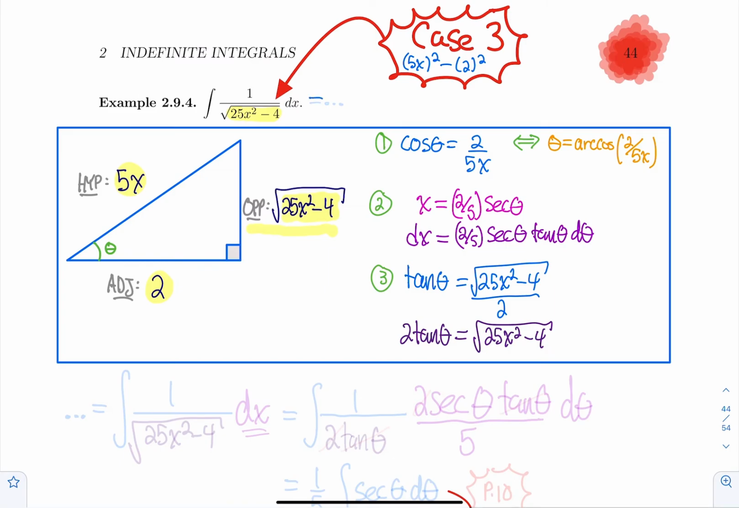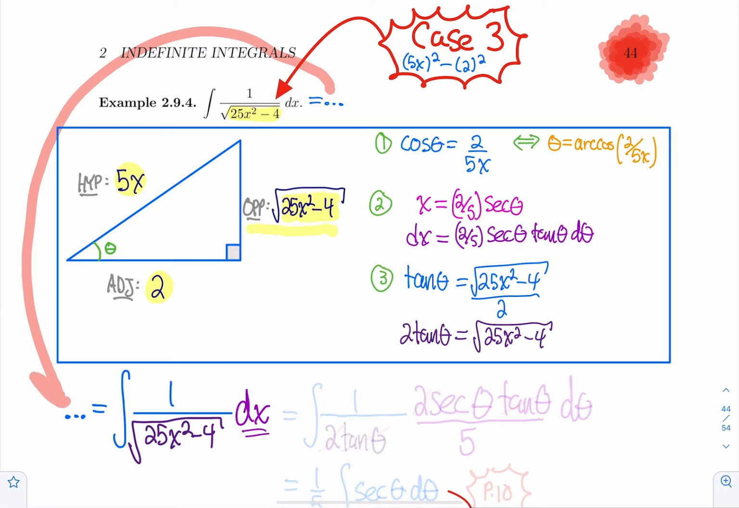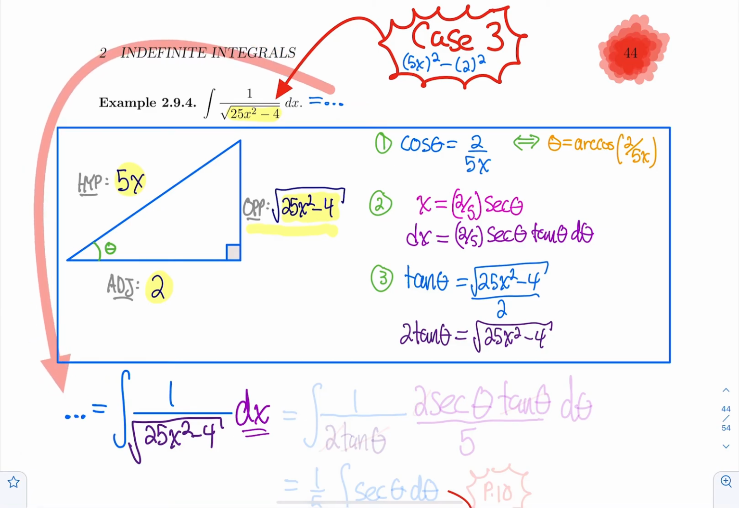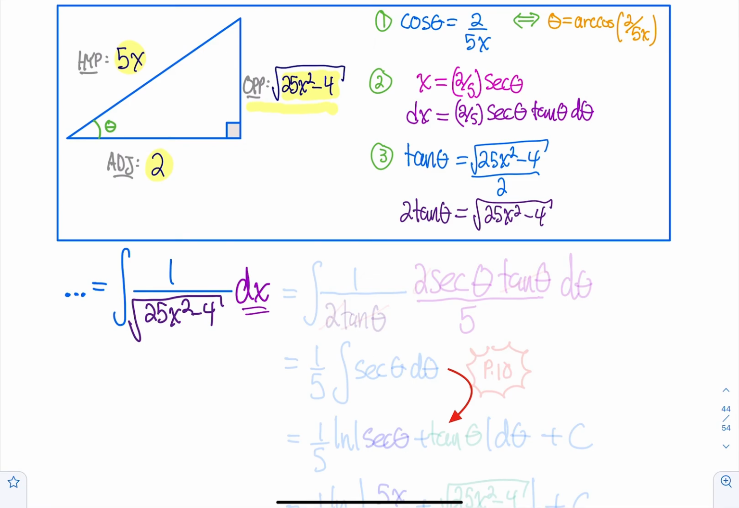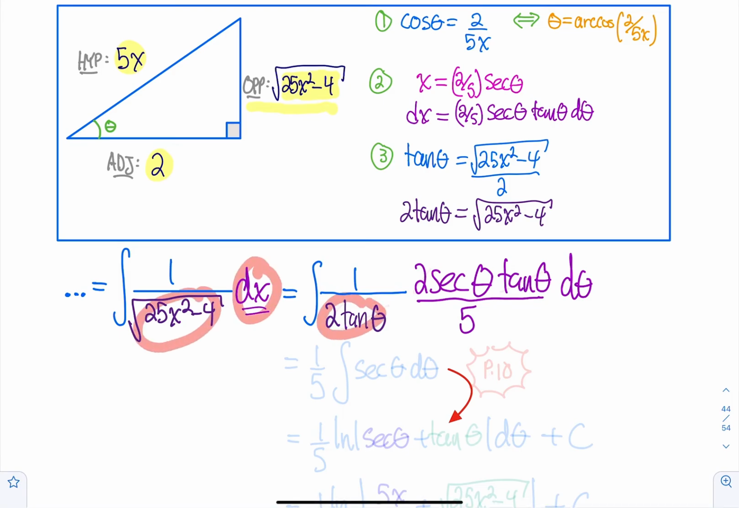All right, so let's move things around. So here we want to compute this integral. If I just rewrite it down here, poof. We have the integral of 1 over the square root of 25x squared minus 4 dx. We have a formula for the square root and a formula for dx. So I'm going to replace the square root of 25x squared minus 4 by 2 tan theta, and I'm going to replace dx by 2 over 5 secant theta tan theta d theta. Then you get the following: 1 over 2 tan theta times 2 secant theta tan theta over 5 d theta.